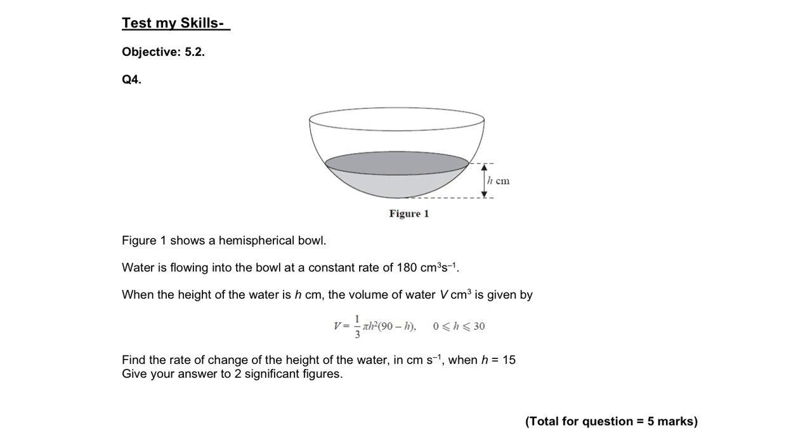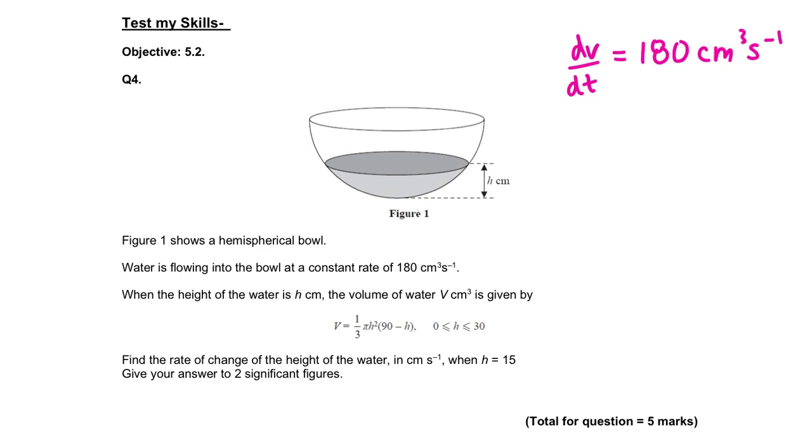Hemispherical. I mean, I know it's a hemisphere. Hemispherical bowl. And it just looks ridiculous. Right, anyway. Water is flowing into the bowl at a constant rate of 180 centimetres cubed per second. So what does that mean? That means dV/dt, the rate of change of our volume, is 180. So with these questions, we always write down whatever we know.